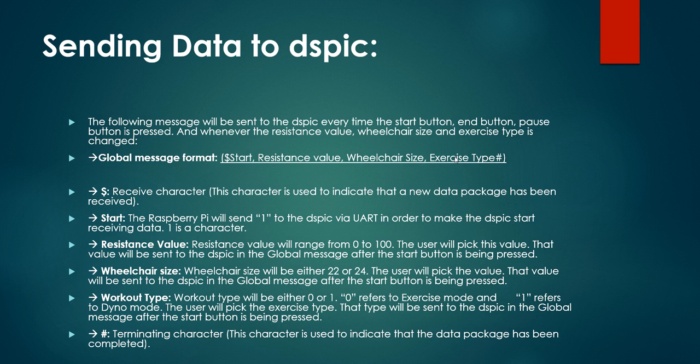And then we have the exercise type, which will be either dyno mode or exercise mode. Whenever it's exercise mode, the Raspberry Pi will send the number 0 to the dsPIC 33, and whenever the selected workout type is dyno mode, the Raspberry Pi will send the number 1. And at the end, we have the end key character. This is the terminating character. It will be used to indicate that the data packet is complete.